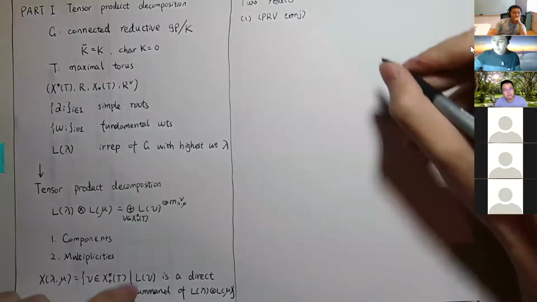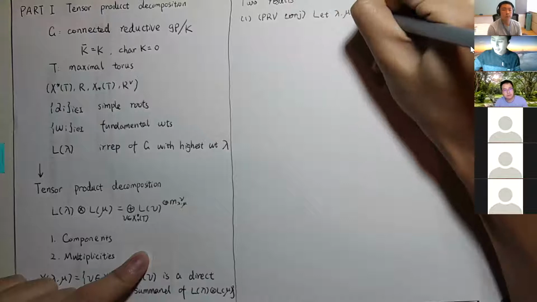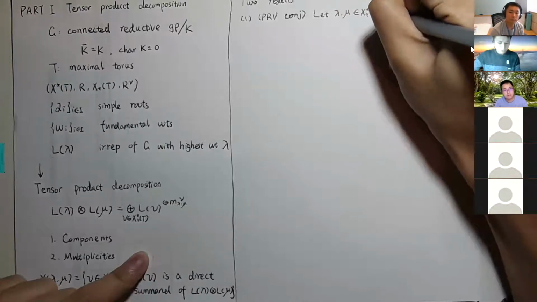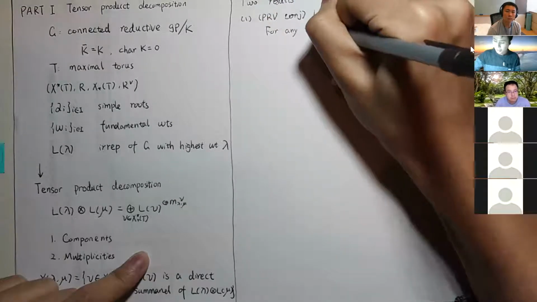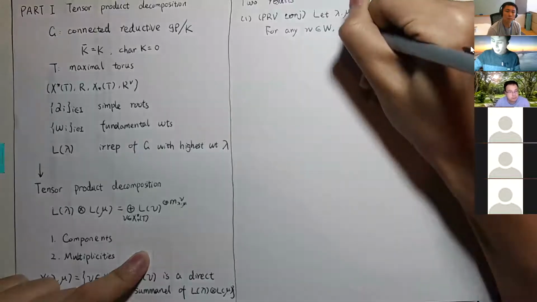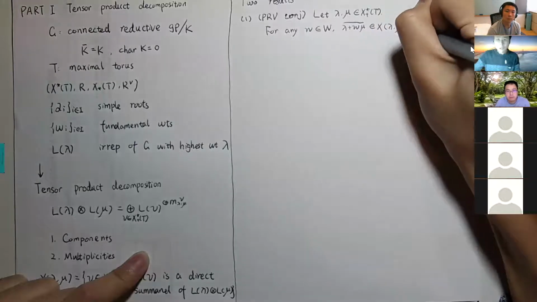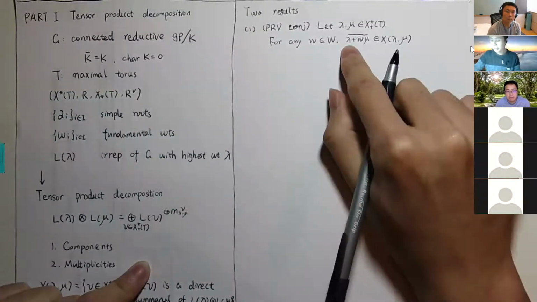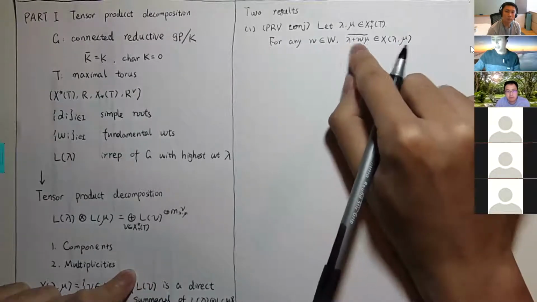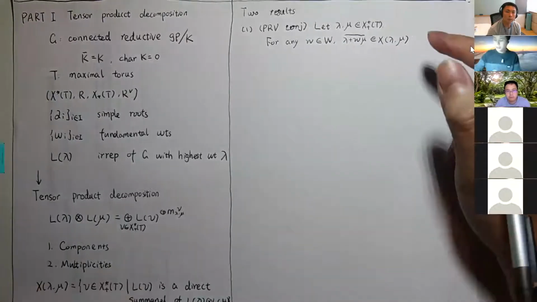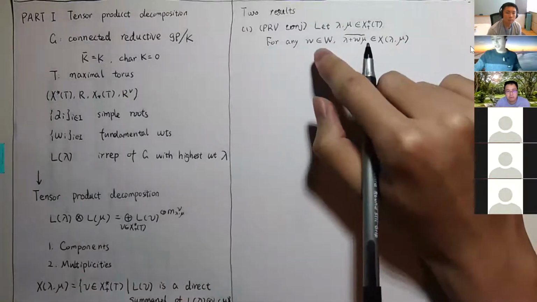So the PRV conjecture. Let's recall this conjecture. If you have two dominant weights lambda and mu of G, then for any element w in the Weyl group, the dominant weight lambda plus w mu bar is contained in X lambda mu. Here, this dominant weight lambda plus w mu bar is the unique dominant weight in the Weyl group orbit of lambda plus w mu. And this is the characteristic zero version of the PRV conjecture.